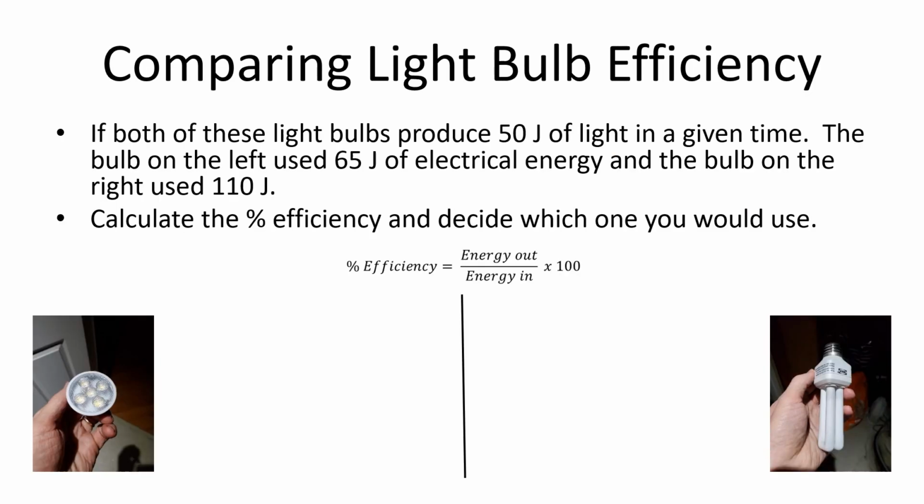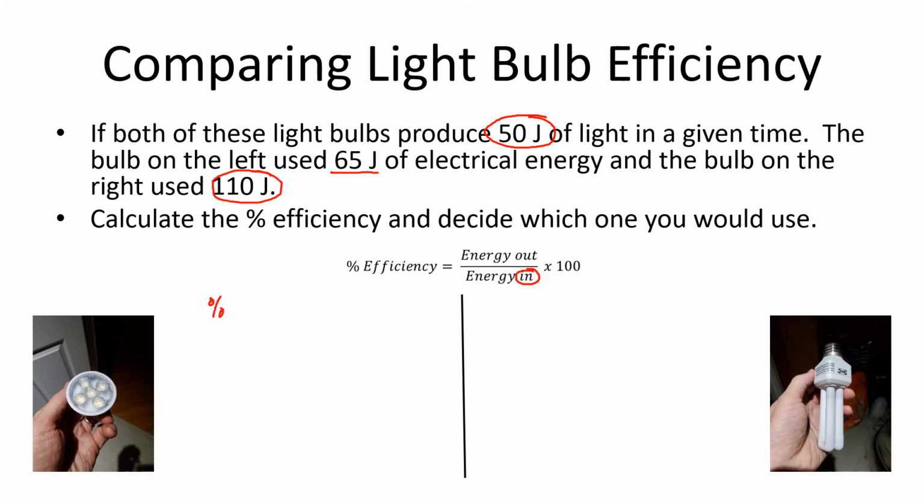So we'll get back to our original problem here. Which of these light bulbs should we choose? We'll work out the efficiency of both. Both of them produce the same amount of energy, 50 joules of light in a given amount of time. The bulb on the left uses 65 joules, so the energy in was 65 on the one on the left, and the one on the right here used 110 joules, right? So let's work it out for both of these.